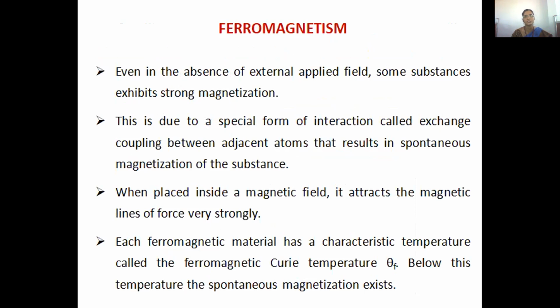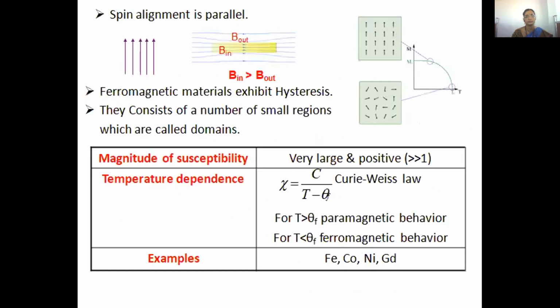Ferromagnetism. Even in the absence of an external applied field, some substances exhibit strong magnetization. This is due to a special form of interaction called exchange coupling between adjacent atoms that results in spontaneous magnetization of the substances. When a ferromagnetic material is placed inside a magnetic field, it attracts the magnetic field lines very strongly. Each ferromagnetic metal has a characteristic temperature called the ferromagnetic Curie temperature, theta F. Below this temperature, the spontaneous magnetization exists.